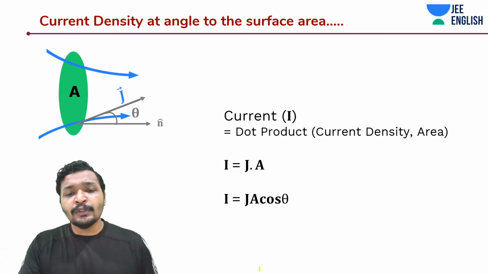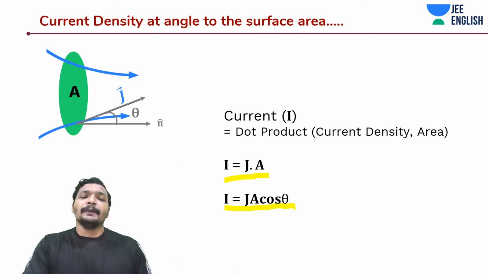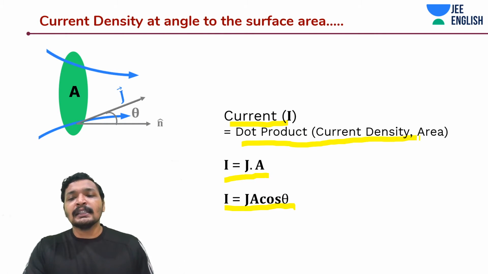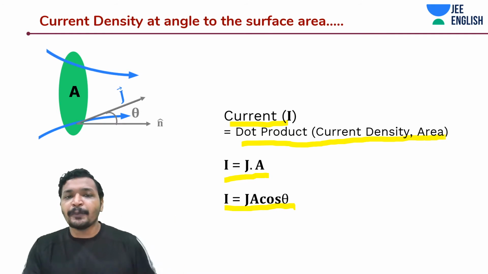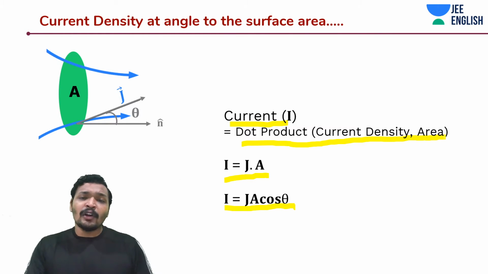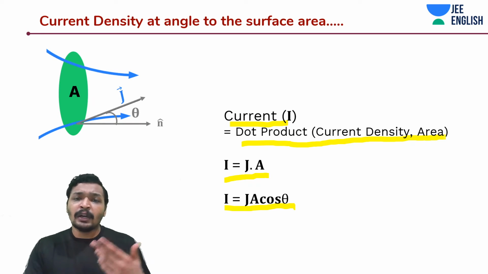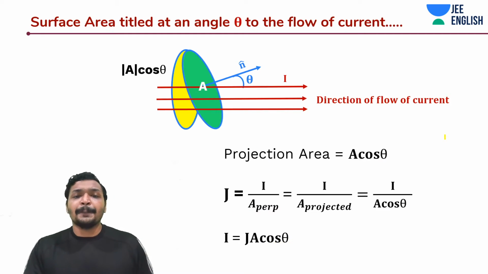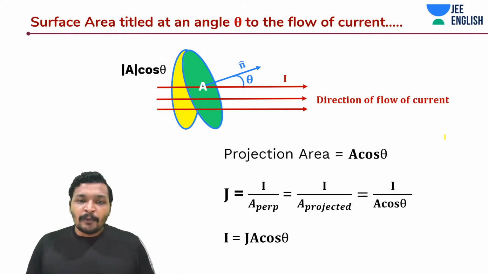So what did I do? Basically, I said that I is equal to J dot A, which is nothing but J A cos theta. So current is nothing but the dot product of current density and area vector. Get this point, guys. Get this point. This will make your life easy around current density problems. And you will also understand as we keep moving into Ohm's law how we work around current and current density. So this is one of the most common cases where you'd get a problem.